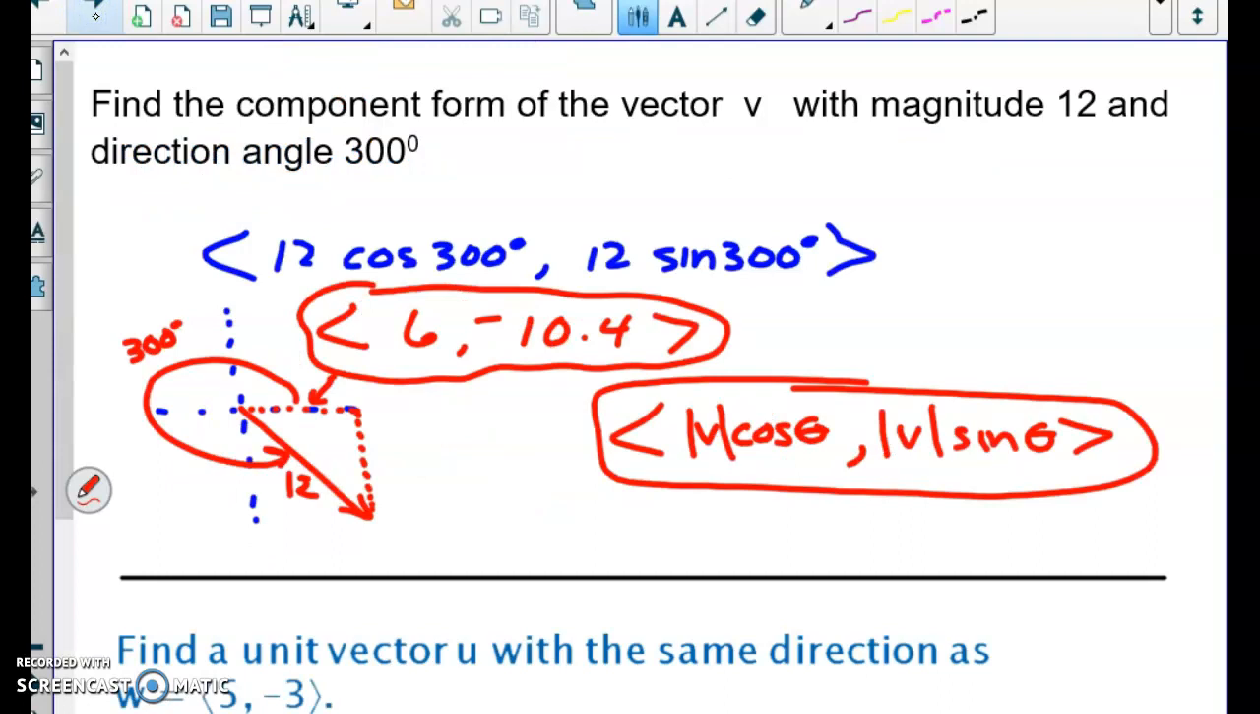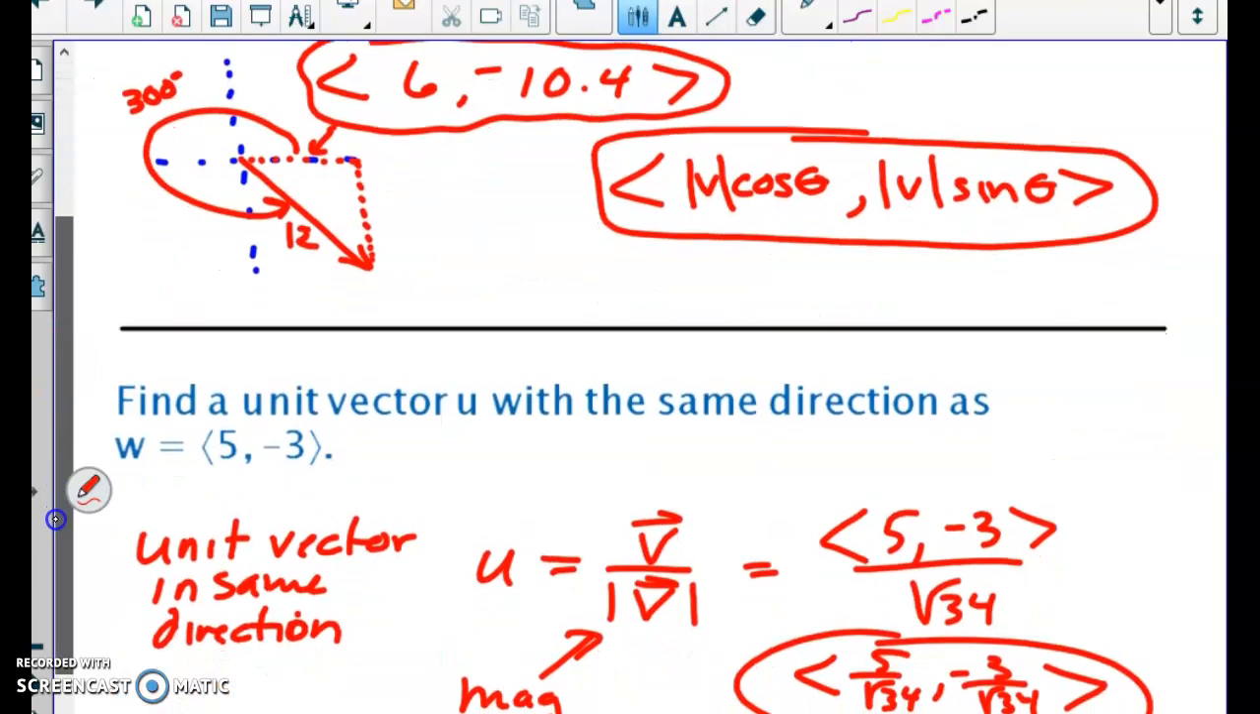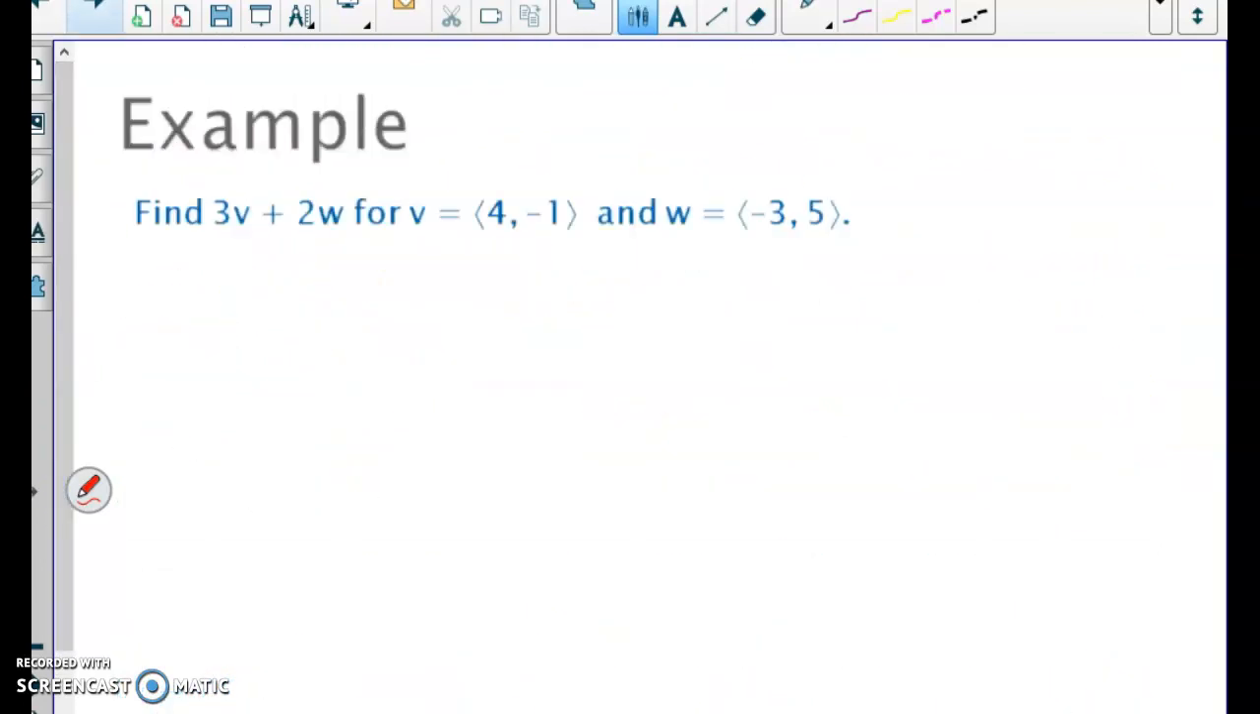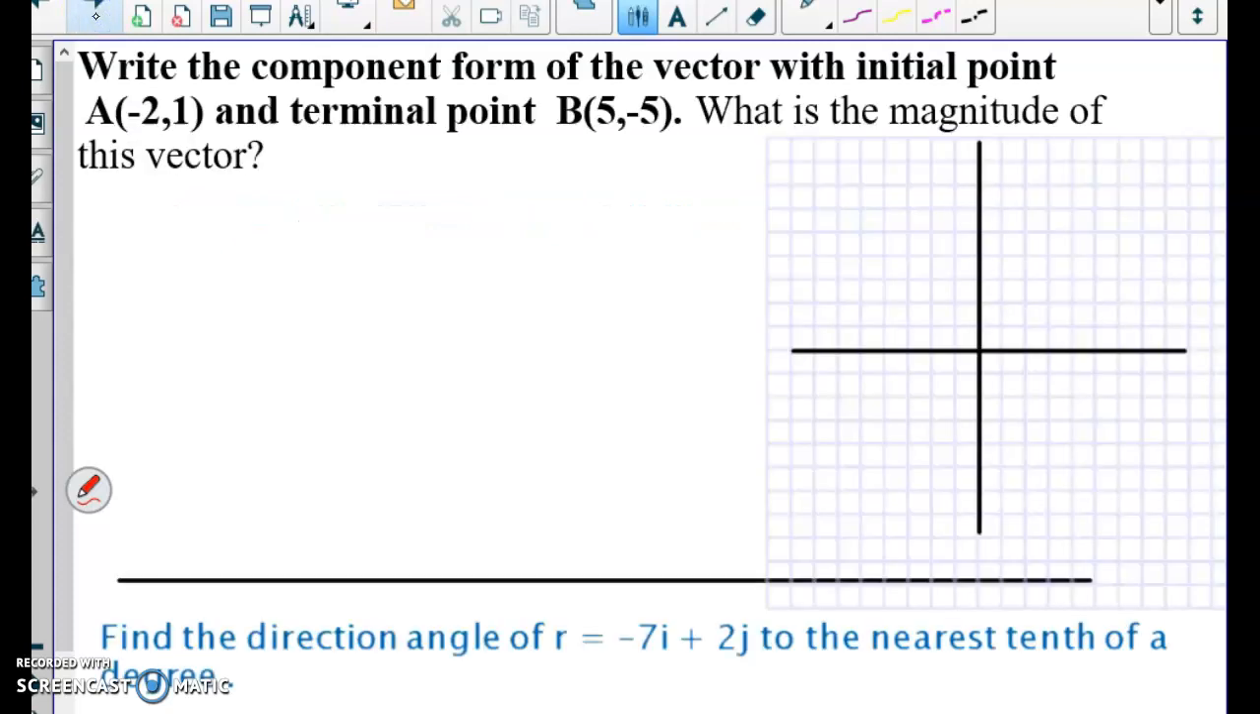And we did that. And I don't think we need to do another unit vector so soon. I think we've done plenty of those. All right, let's get to this. It says write a component form of a vector with an initial point at negative 2, 1. The initial point is where it starts, and the terminal point is where it ends, at 5, 1, 2, 3, 4, 5.